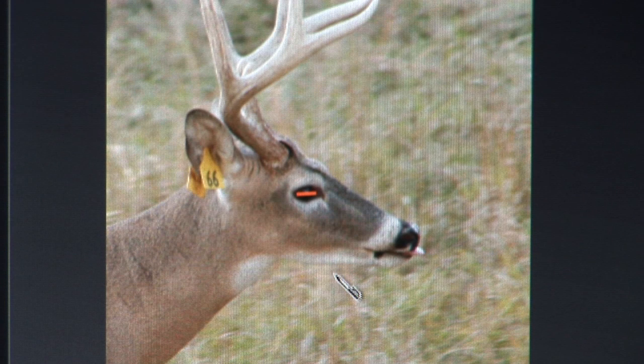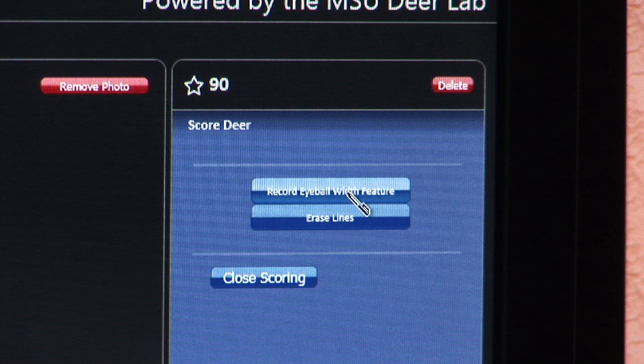This line demonstrates the proper way to measure eyeball width of a deer at the 90-degree image orientation. To continue, select Record Eyeball Width feature. If you are unhappy with your line, select Erase Lines and begin over. For the 90 degrees, you will not measure the inside spread. This measurement is calculated based on the length of the longest main beam of the deer. To continue in the steps, select Estimate Inside Spread.